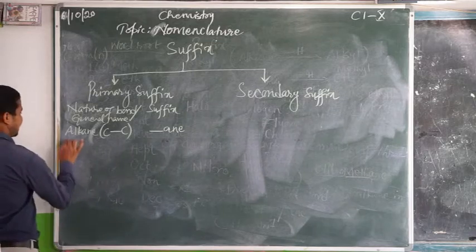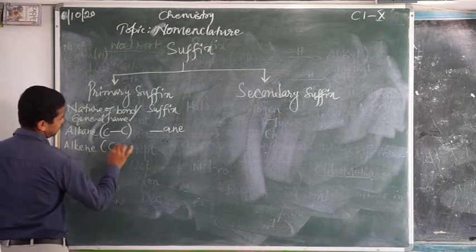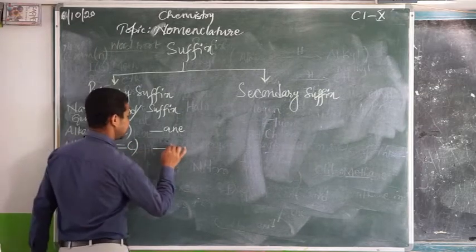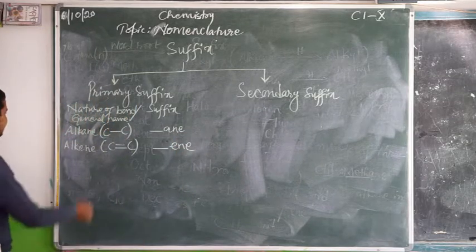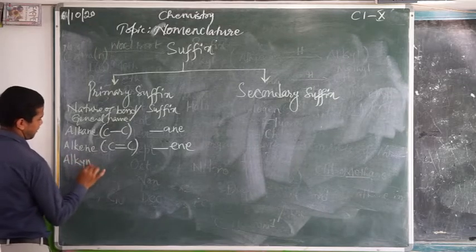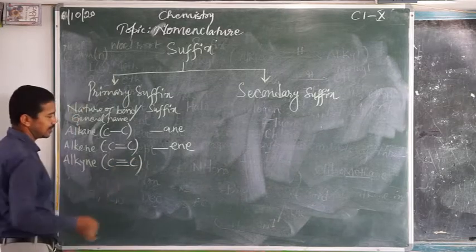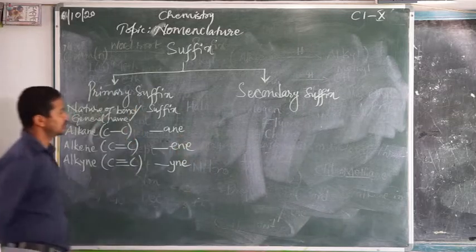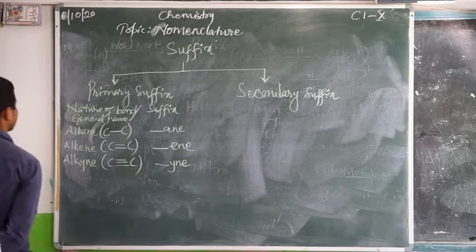For alkene, C double bond C, it will be E-N-E. Then for alkyne, C triple bonded to C, the suffix will be yne.